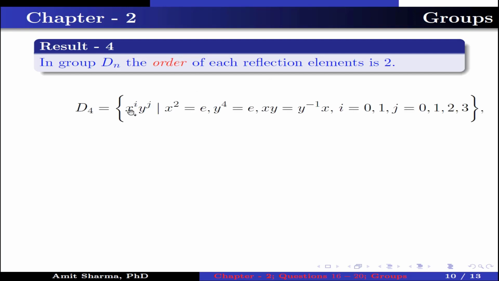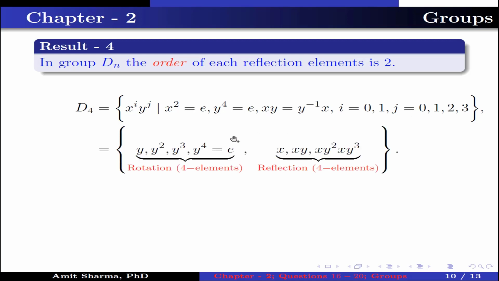Now, D4 containing the elements x^i y^j such that x squared equals identity, y to the power 4 equals identity, xy equals y inverse x. Here i is equal to 0, 1 and j is equal to 0, 1, 2 and 3. This implies D4 contains the elements y, y squared, y cubed, y to the power 4 equal to identity. These are 4 rotation elements, and x, xy, xy squared and xy cubed. These are 4 reflection elements.